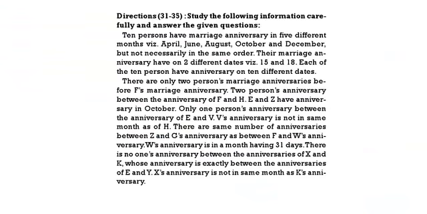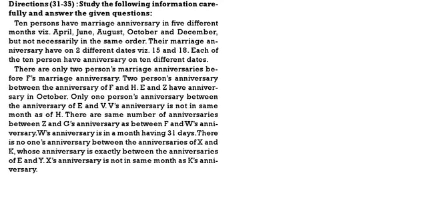Questions 31 to 35. 10 persons have the marriage anniversary in different months, that is April, June, August, October, December, but not necessarily in the same order. Their marriage anniversaries are on 2 different dates, that is 15th and 18th. Each of the 10 persons has an anniversary on a different date. There are only 2 persons' anniversaries before F's marriage. 2 persons' anniversaries between F and H.